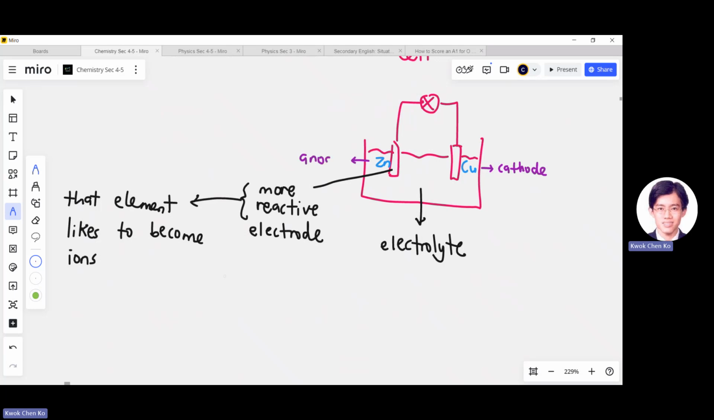it can be confusing, but try not to be confused. The more reactive metal or electrode becomes the anode. I repeat, the more reactive electrode becomes the anode.